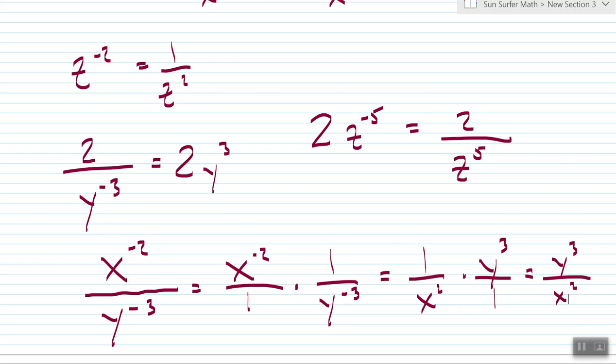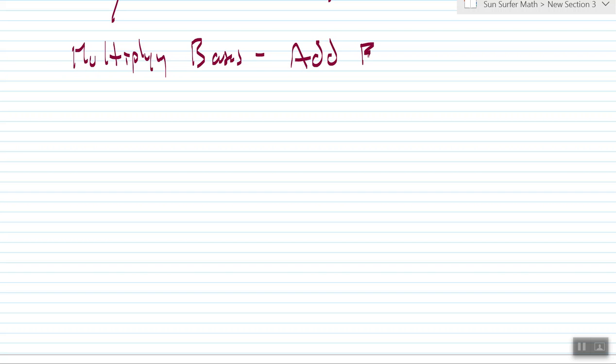All right, let's move on to the rule for multiplying bases. If we are multiplying bases, we add the exponents. So as an example, if we have x squared times x to the third, we simply add the exponents. So that would be x to the 2 plus 3, or x to the 5th power.